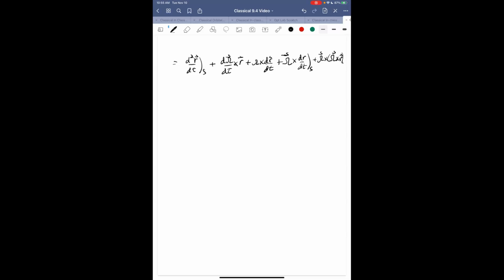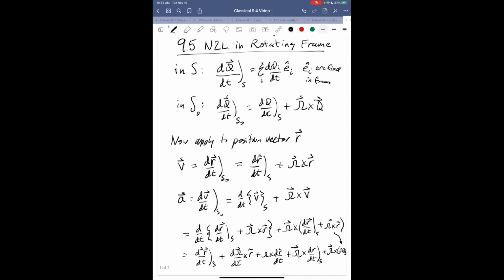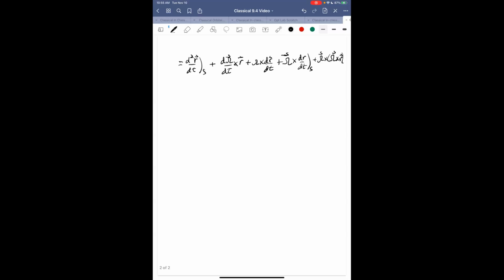And actually, it might be worth just reminding ourselves what we've just done over here. So let's go back a page. What I'm figuring out is the acceleration, in other words, the derivative of velocity with respect to time as seen from the non-rotating frame. So that's the second derivative of the position vector with time. So let's just write that over here. This is the second derivative of r with respect to time in the non-rotating frame.